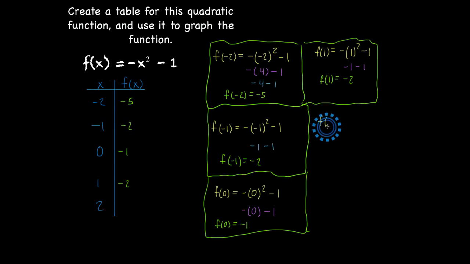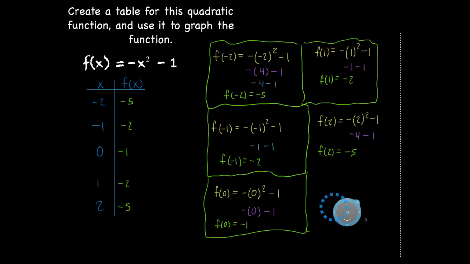And f of 2 is equal to, well, negative 1 times 2 squared minus 1. 2 squared will give me 4, so I have negative 4 minus 1, and f of 2 is equal to negative 4, take away 1, I'm left with negative 5. So now we have negative 5. Alright, so now I'm going to delete all this information and graph the values in the table.